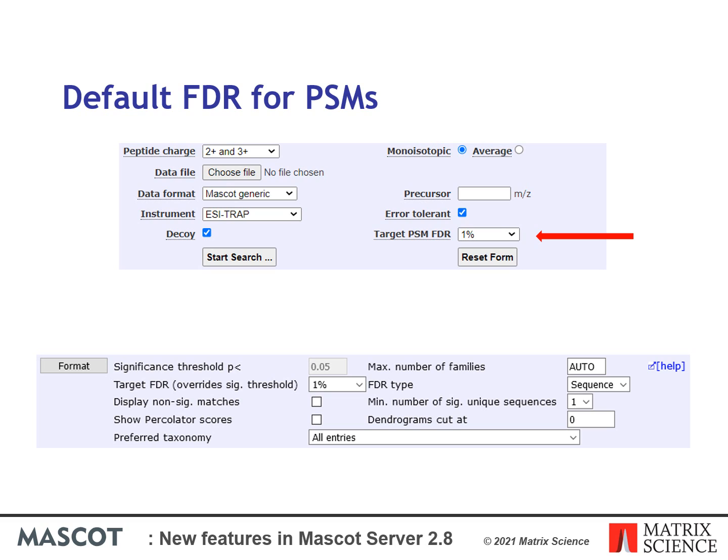Protein Family Summary has two new format controls. The Target FDR drop-down menu allows selecting a different FDR. The FDR Type drop-down menu allows choosing either PSM FDR or Sequence FDR.